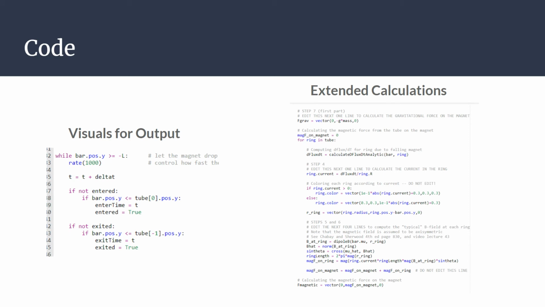Next, I created a visual output to view the simulation of the magnet falling through the tube. The code on the right shows the calculations for current in each ring, magnetic field of each ring, and the total magnetic force acting on the magnet.